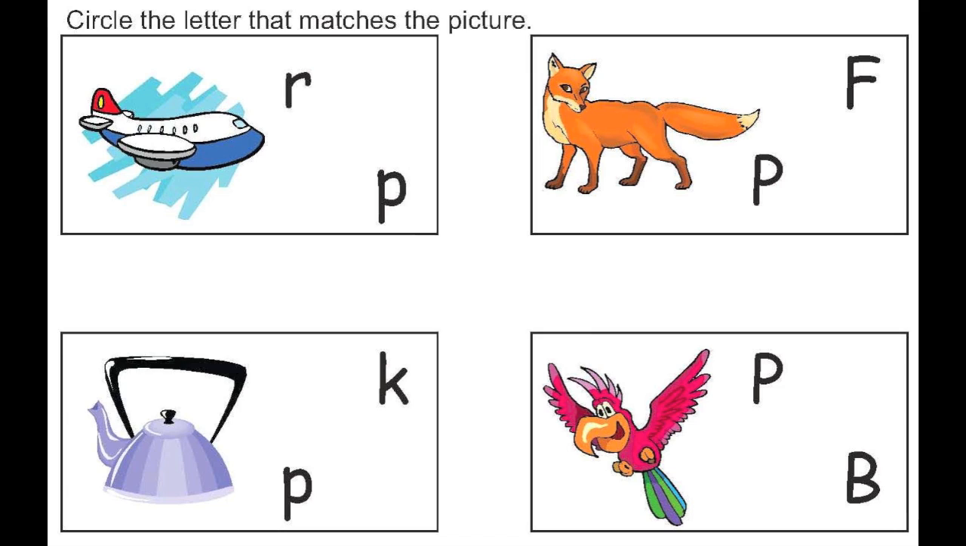In this exercise, the child will identify the picture and circle the letter that matches the beginning sound of the picture. Ask the child, "What is this a picture of?" Correct. This is a plane. Plane. What letter does the word plane start with? Great, you're right. Plane starts with P.